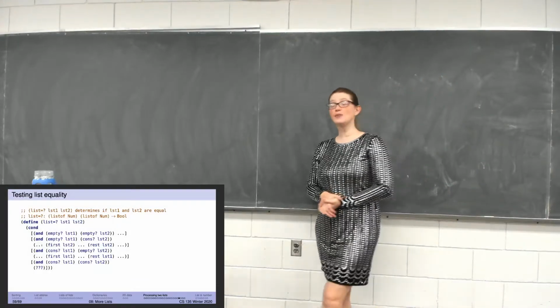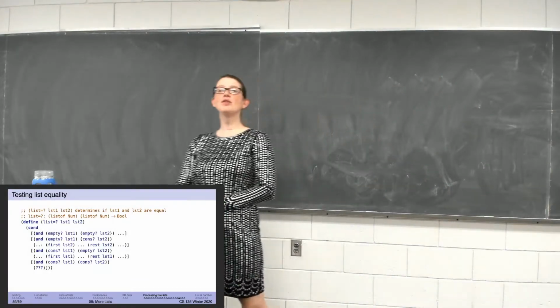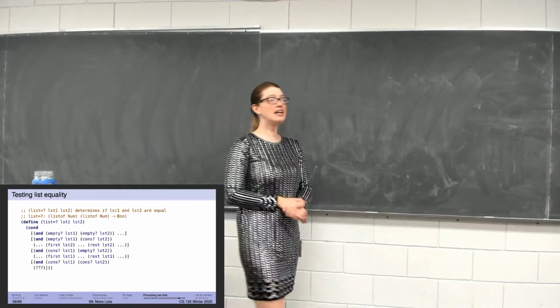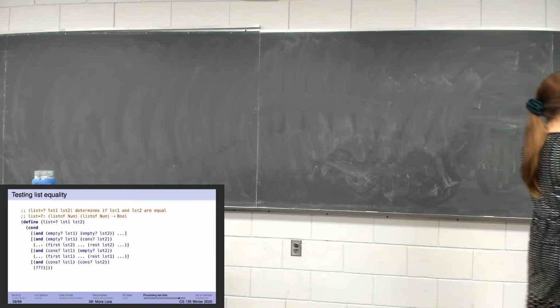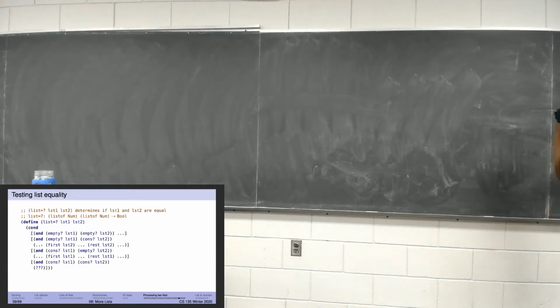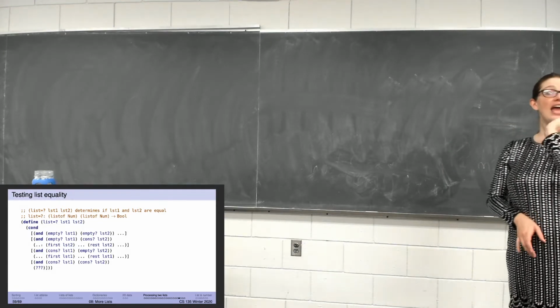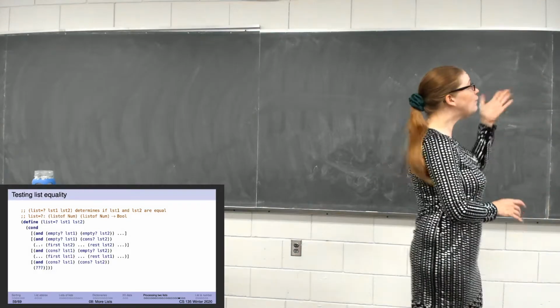So in order to test for list equality, we have to consider the 4 possible cases. That is, the 2 lists are empty, one of the lists is empty but the other one isn't, and then both lists are non-empty. So that's our template from before. It covers the 4 cases, and we could fill it in.